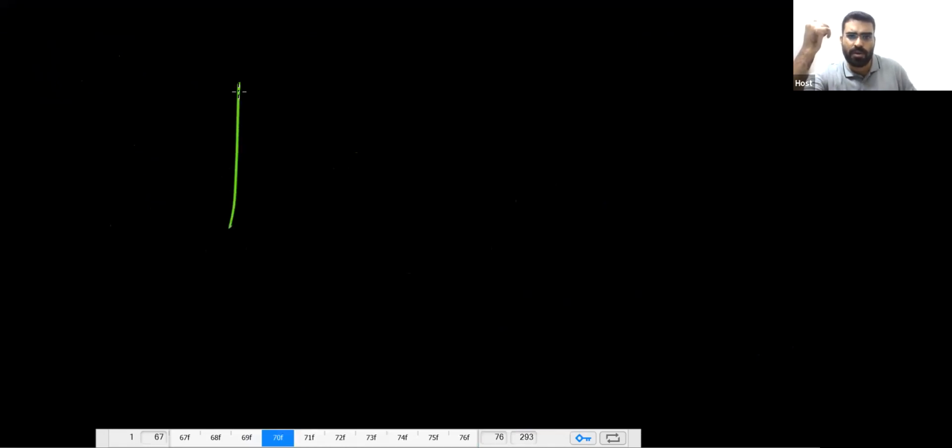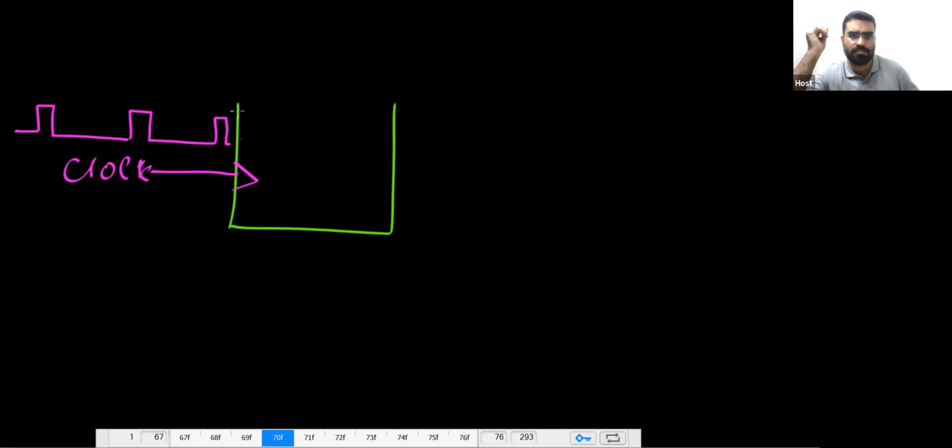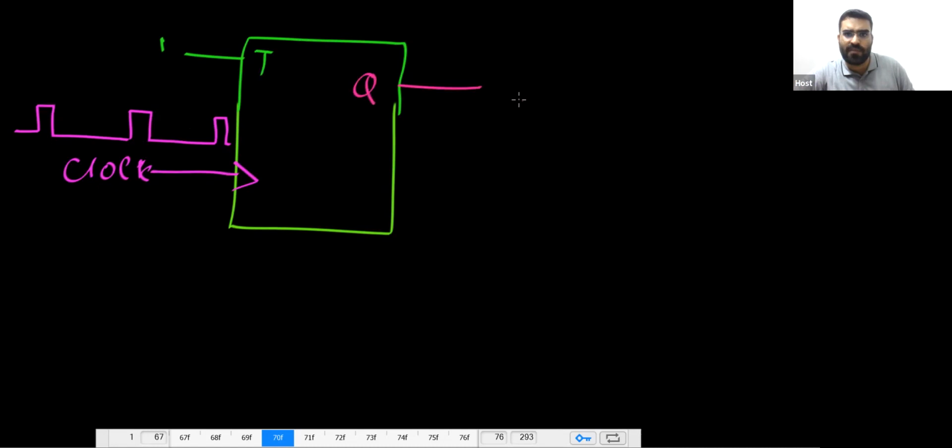Remember, in the T flip-flop, if your clock is not perfect, let's assume your clock is not perfect, like I can say duty cycle is not 50%. Maybe your clock can be like this. So let's assume this is the clock. Now tell me what will be the output of this T flip-flop. The output of this T flip-flop will be a perfect square wave, and the frequency will be half.